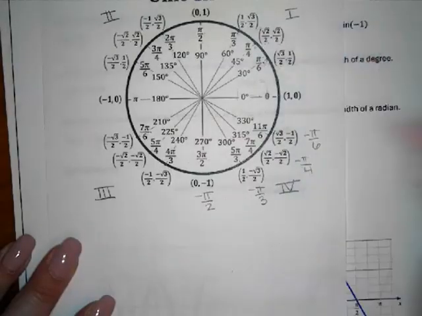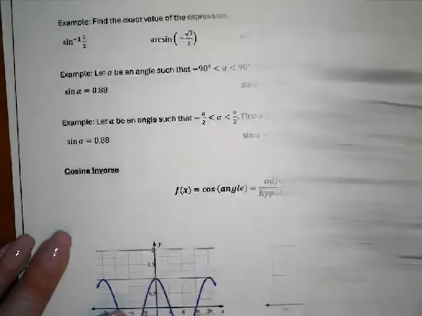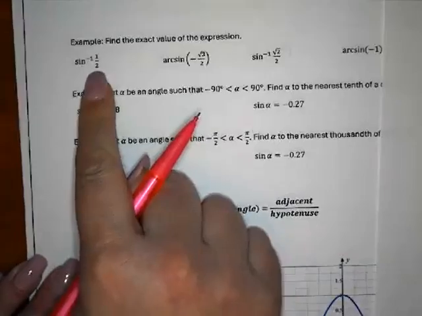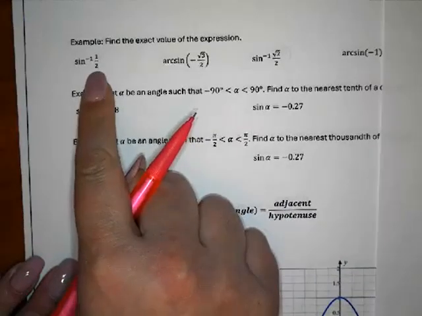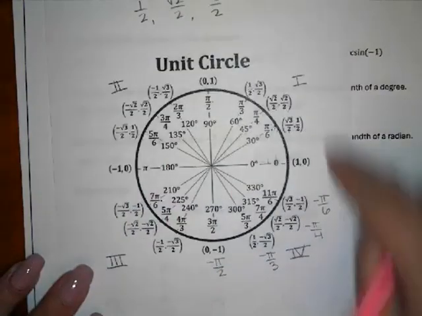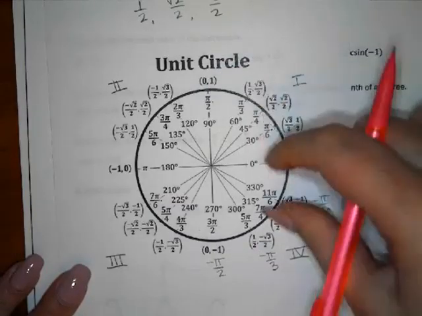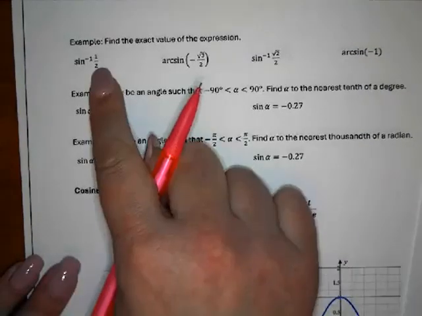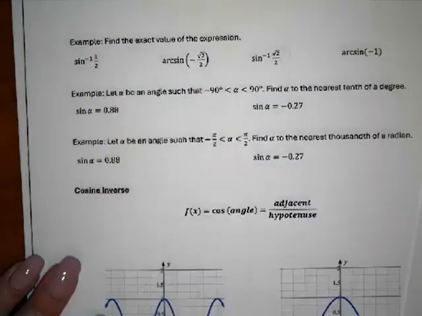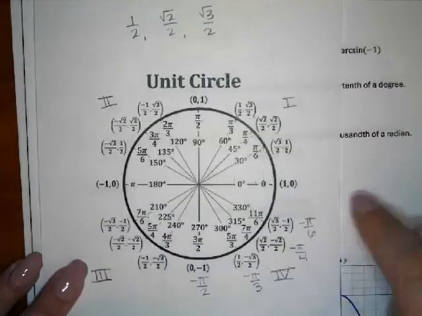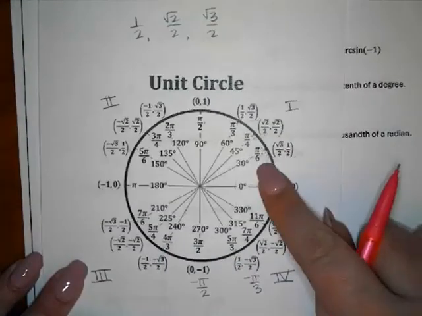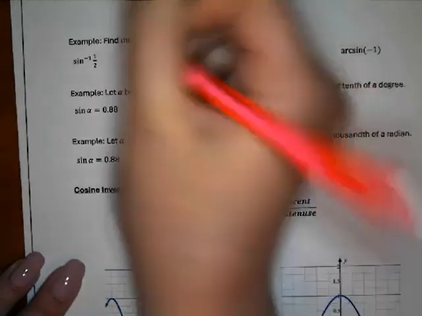Okay, so what we're doing now is we're saying I'm looking for sine somewhere in between negative pi halves and positive pi halves, so somewhere in quadrant 1 or 4. I'm looking for sine to be 1/2. I'm looking for a y coordinate of 1/2. The y coordinate of 1/2 is right here. That's at pi 6. So my angle is pi over 6.